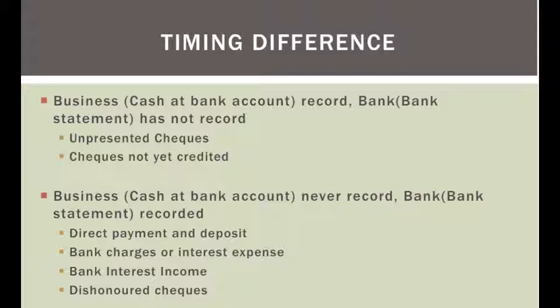For things like unpresented checks, or checks that haven't been credited yet, our bank statement may not reflect them. However, our cash book would have recorded them. There are some other items that our cash book did not record, but our bank statement would have recorded, such as direct payments and deposits into our bank account, bank charges or interest expense, bank interest income, or checks that are dishonored. These are things the business wouldn't have known if they didn't check their bank statements.